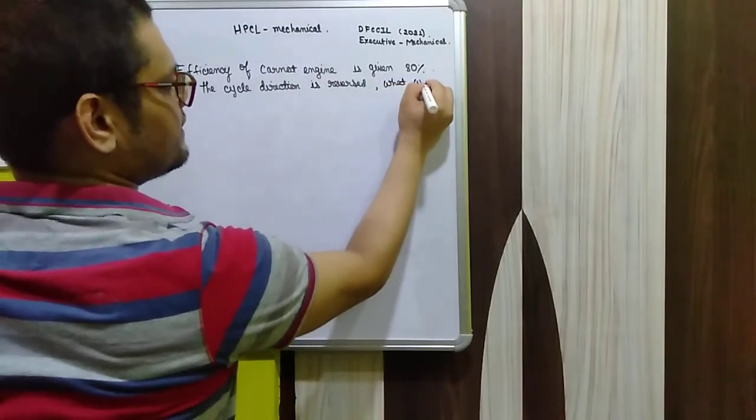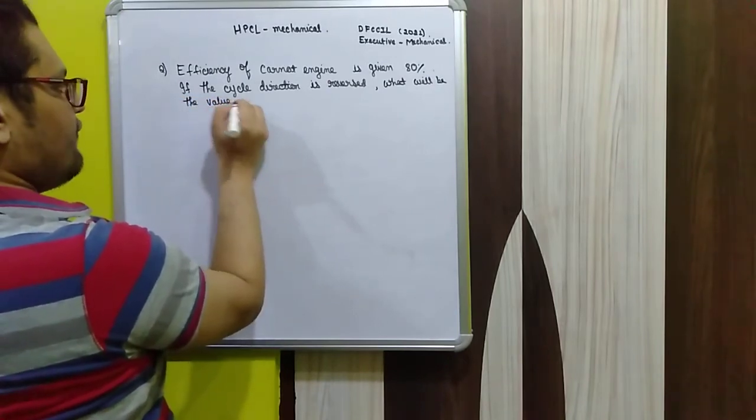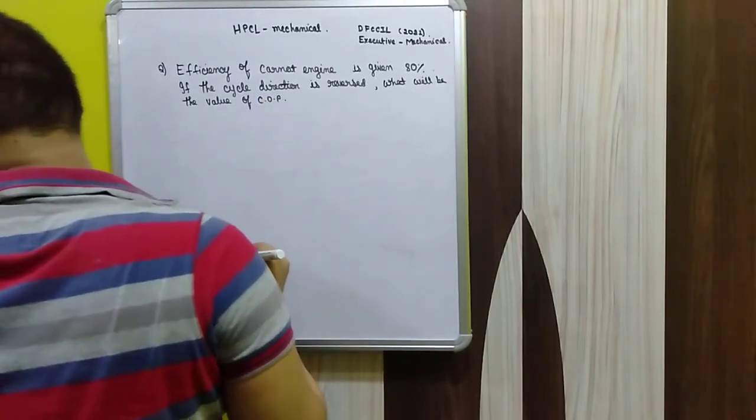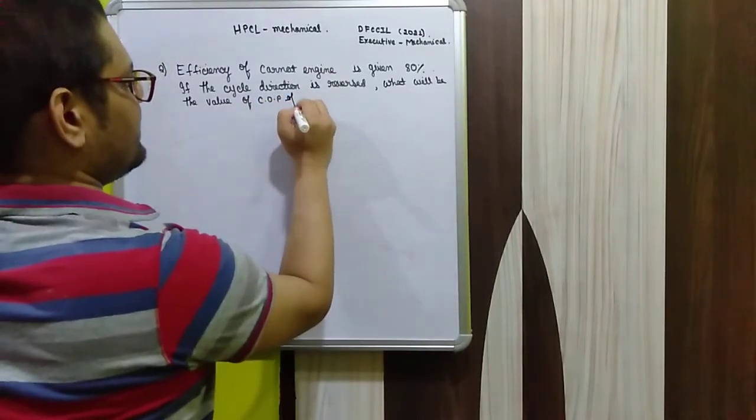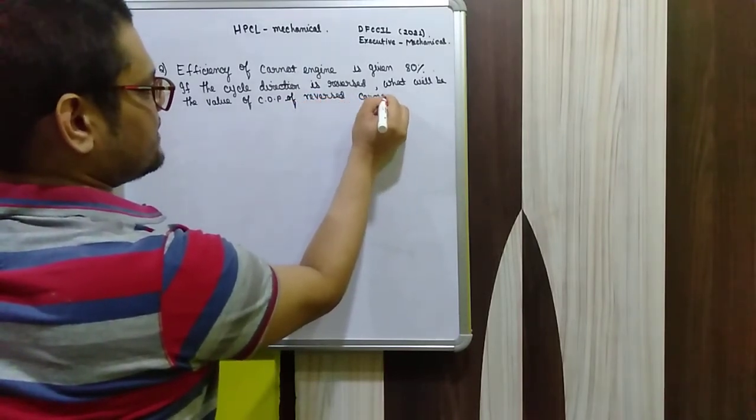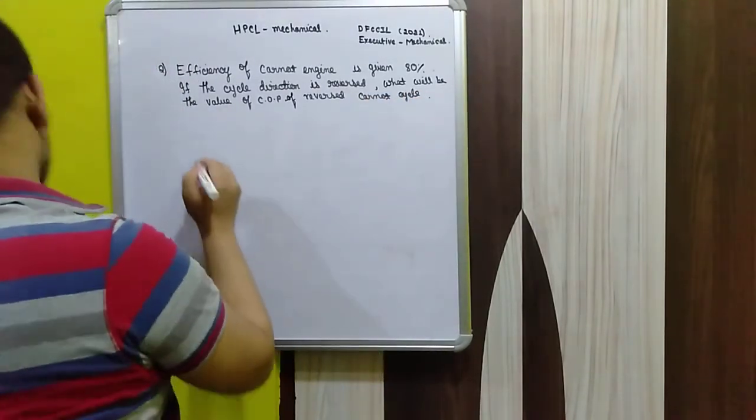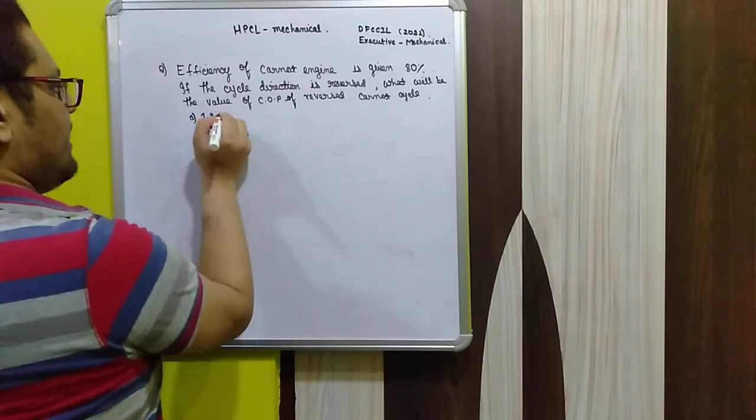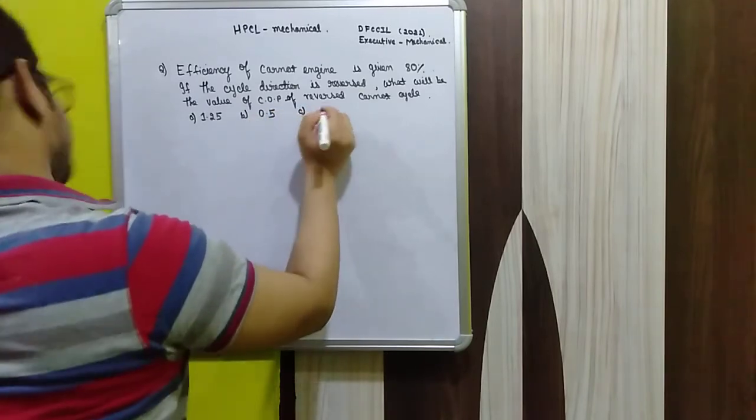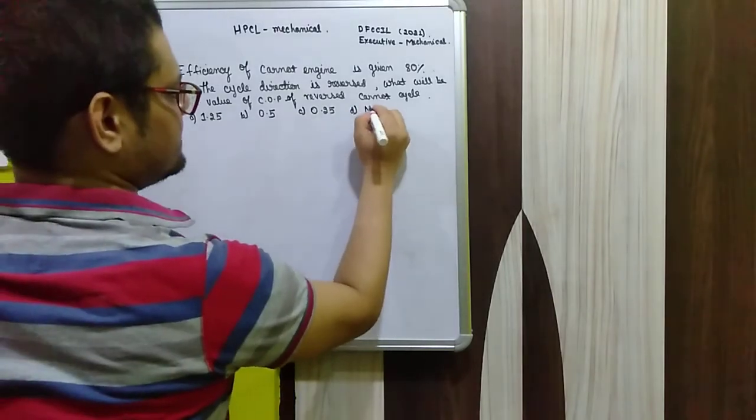What will be the value of the coefficient of performance? I'm writing it as COP of reversed Carnot cycle. There are 4 options given. Option A is 1.25. Option B is 0.5. Option C is 0.25, and option D is none of these.